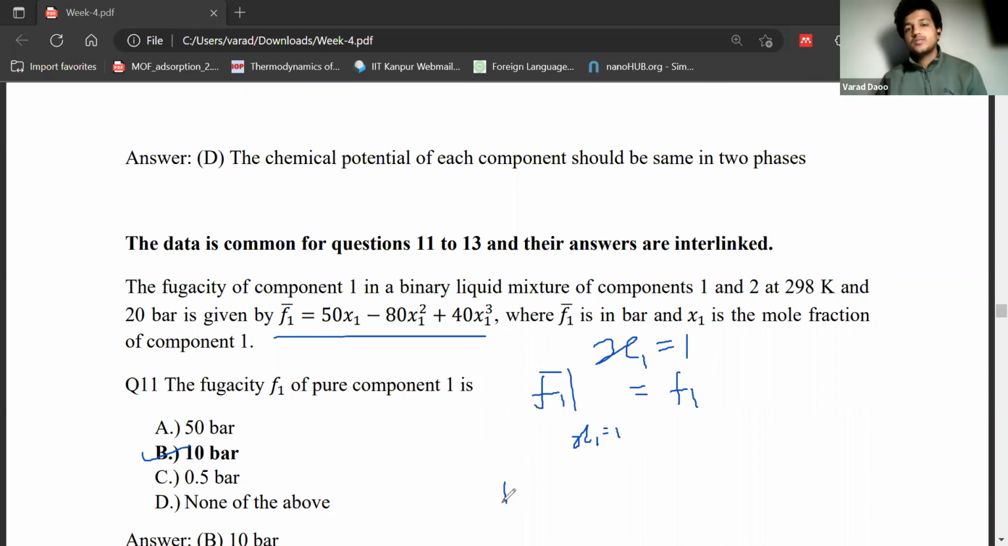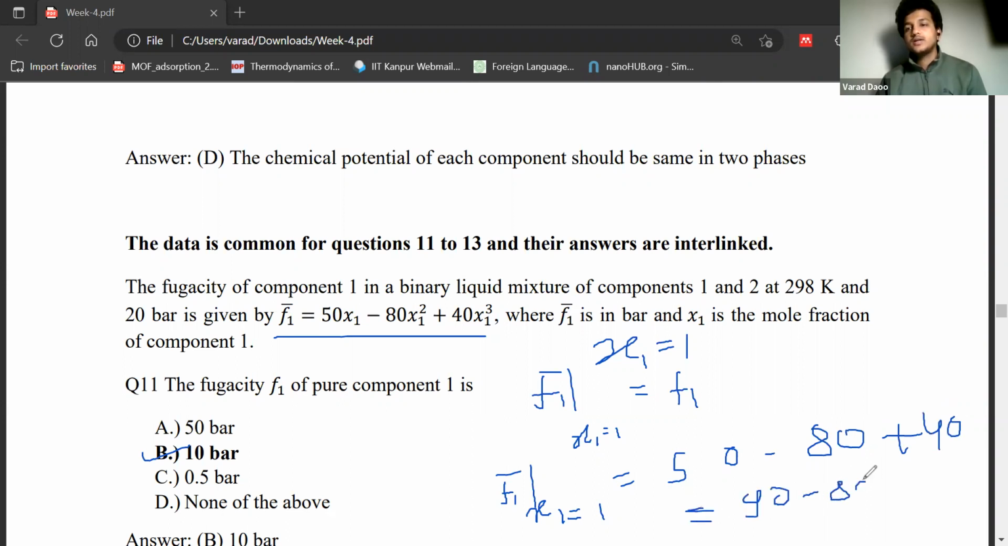So if we put x1 equal to 1 in the expression, what will we get? 50 minus 80 plus 40. It will be what? 90 minus 80. This is going to be 10 bar. This is the answer, because we want F1 of the pure component.